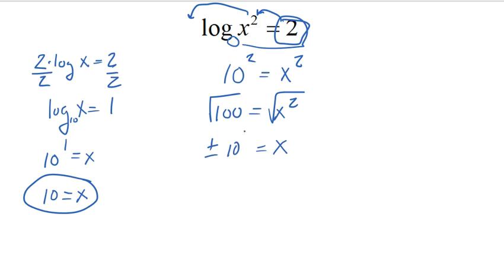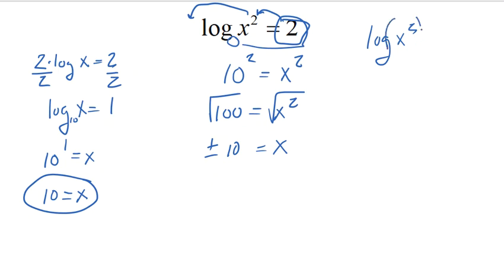But be careful, because remember I said earlier, you cannot have a negative value inside of a log. So let's think about that for a second. My log is log of x squared. If I plug in positive 10, 10 squared is 100. All right, you're allowed to have 100 inside of a log, so 10 is an answer. But if I plug in negative 10, once I square, remember that's inside, right?